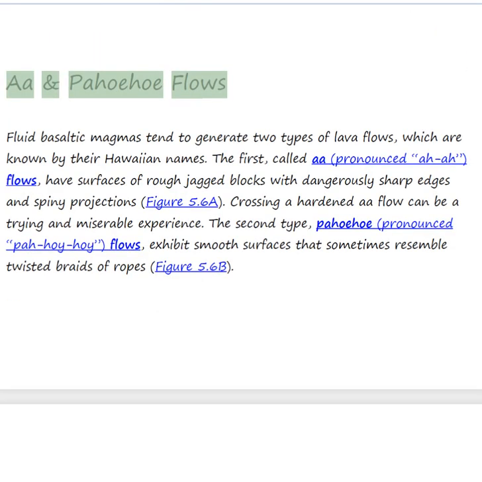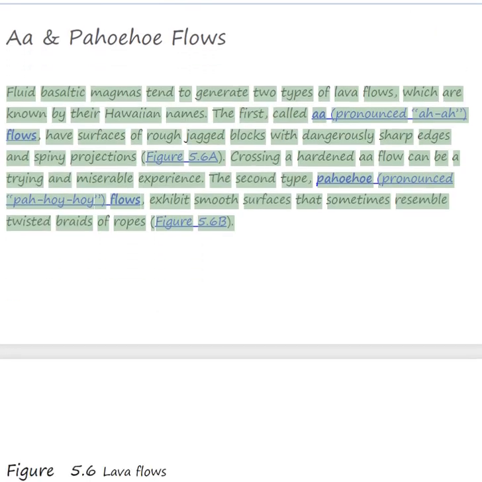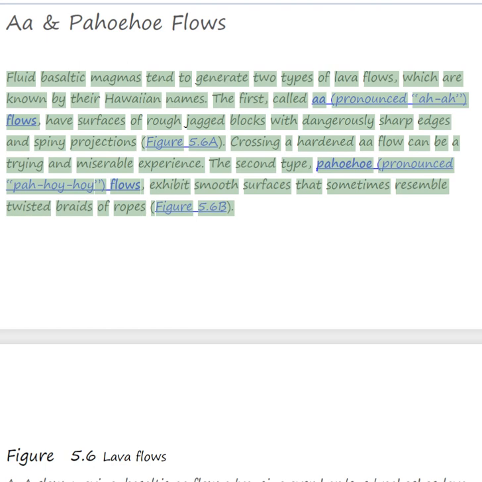AA and Pahoehoe flows. Fluid basaltic magmas tend to generate two types of lava flows, which are known by their Hawaiian names. The first, called AA flows, have surfaces of rough jagged blocks with dangerously sharp edges and spiny projections. Crossing a hardened AA flow can be a trying and miserable experience. The second type, Pahoehoe flows, exhibit smooth surfaces that sometimes resemble twisted braids of ropes.